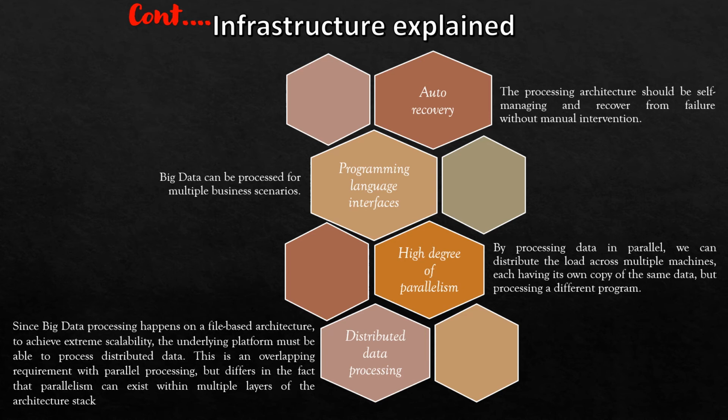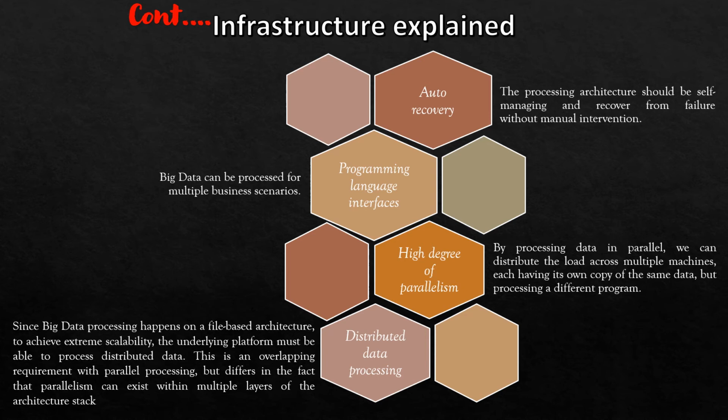Next one is high degree of parallelism. By processing data in parallel, we can distribute the load across multiple machines, each having its own copy of the same data but processing a different program.